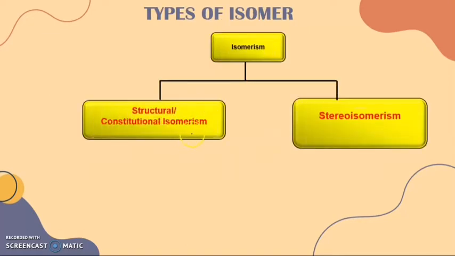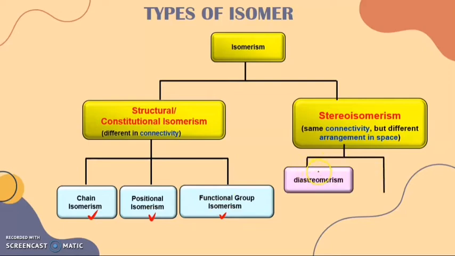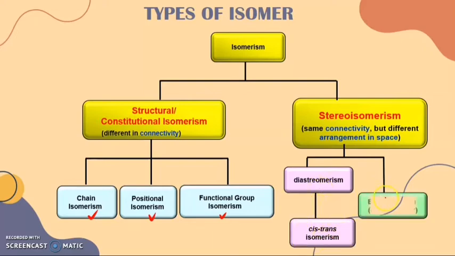We have two big groups of isomerism. The first one is structural or constitutional isomerism, and the second one is stereoisomerism. For structural isomers, the compounds have a difference in connectivity, while for stereoisomerism, the compounds have the same connectivity but a different arrangement in space. In structural isomers, we have three kinds: chain isomer, positional isomer, and functional group isomer. While for stereoisomers, we have diastereomerism or cis-trans isomerism, and we also have enantiomerism or optical isomerism.